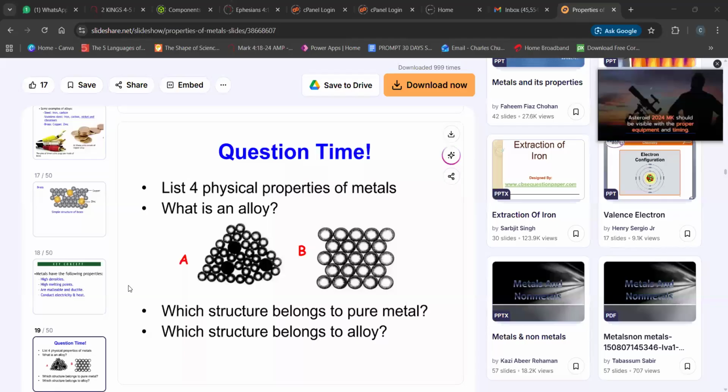Solid, malleable, good conductor of heat, and good conductor of electricity. Okay. Which of the diagrams shows the alloy? Is the alloy B? Wait, is it B? Okay. I would go with A.